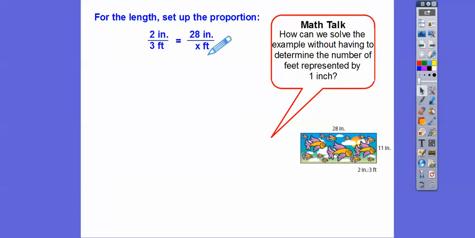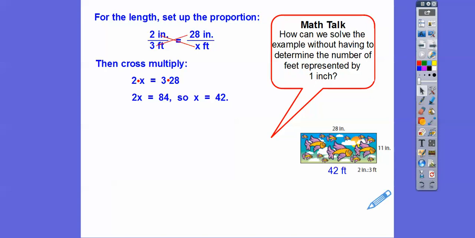And as long as we have a proportion with an equal sign, a fraction equals a fraction, we can do this fancy trick called cross multiplying, and I think by now you've done that before. So if we cross multiply, we get 2 times x equals 3 times 28, so 2x equals 84, and x equals 42. So the height, again, use that proportion, equals 11 over x.